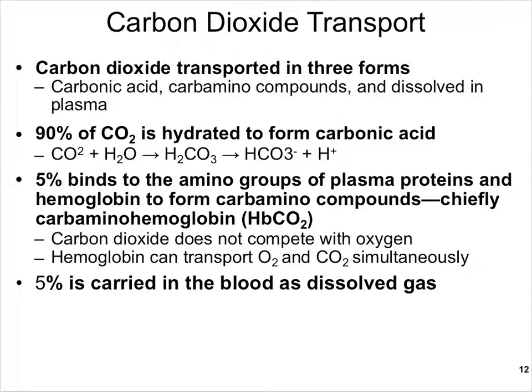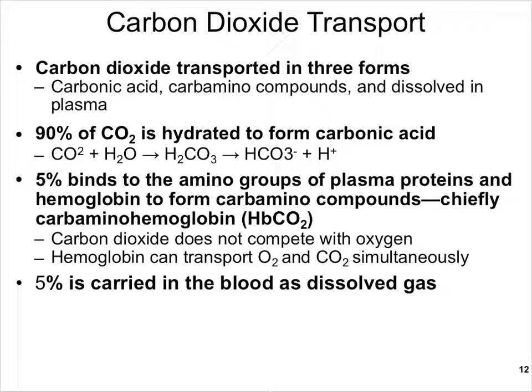We already talked about the way that carbon dioxide is transported. We said that there are three forms that it's transported in: carbonic acid, dissolved carbon dioxide in the plasma, and bound to proteins. Carbon dioxide bound to proteins is called a carbamino compound because it binds to the amino group in a protein.